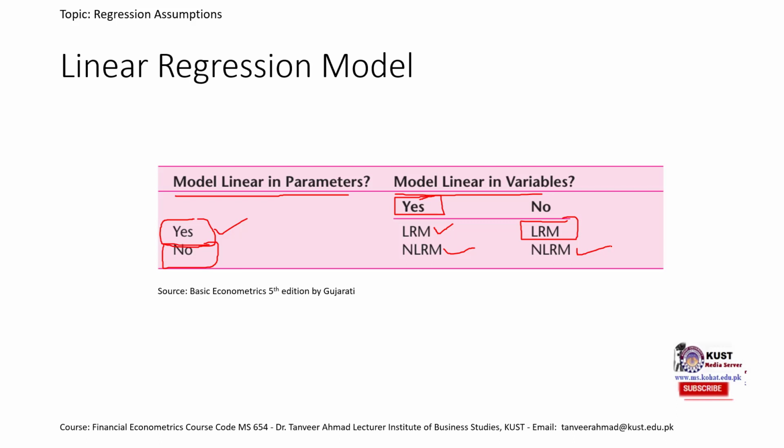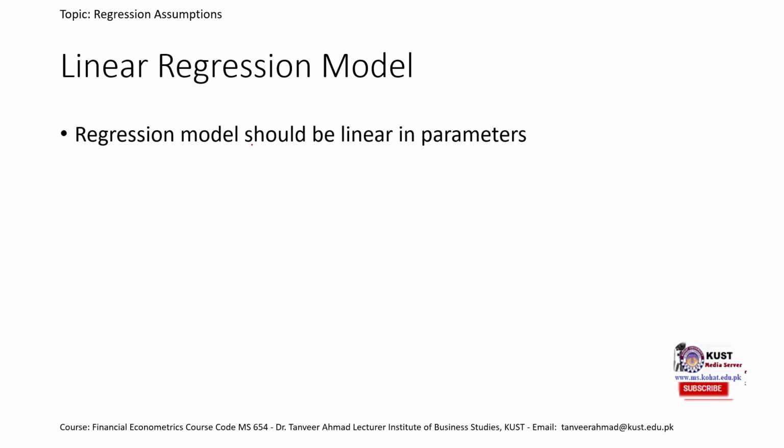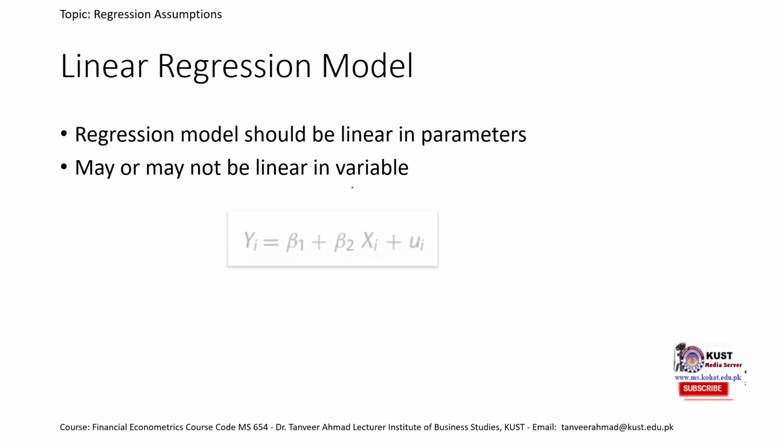So what this assumption states is that the model should be linear in parameters. This is what we just stated, that the regression model should be linear in parameters. It may or may not be linear in variables. So in this example where we have a dependent variable and an independent variable, this independent variable is linear and this parameter is also linear. So this specific equation is linear. So this fulfills the assumption of a linear regression.